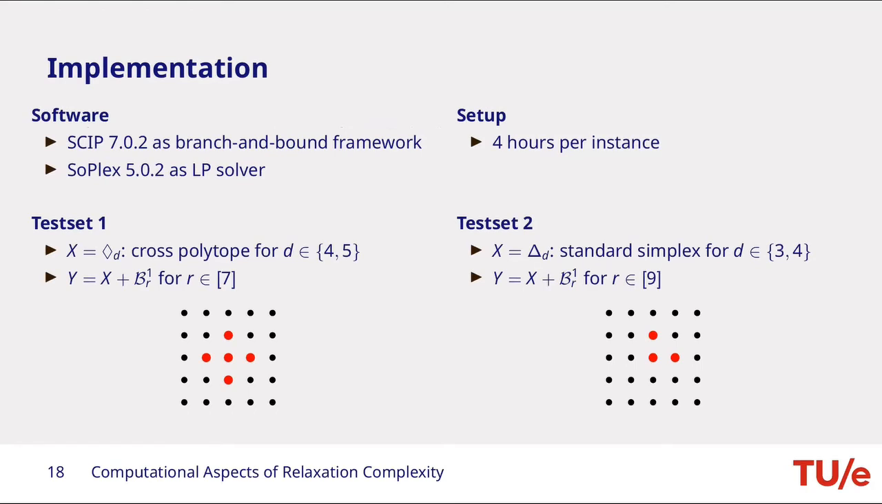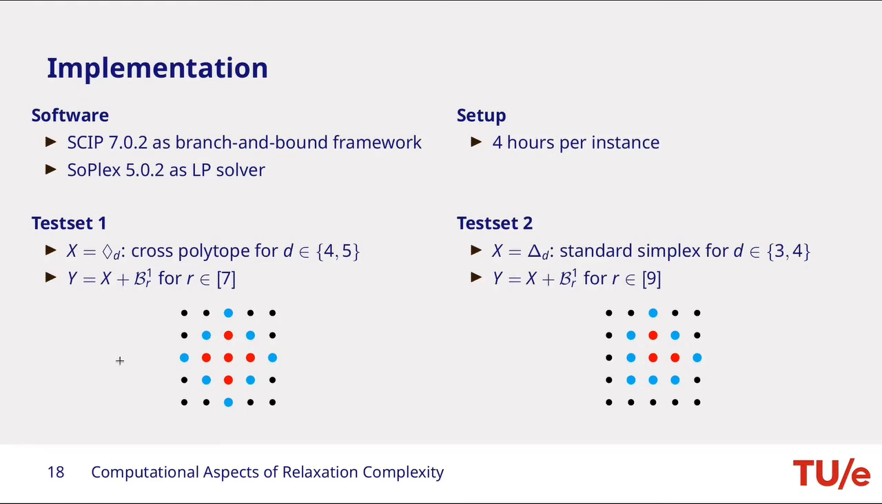We've considered two test sets. On the one hand, we've considered cross polytopes, and on the other hand, we have considered the standard Simplex. Remember, this is one of the polytopes that we also used in the open question by Kaibel and Weltge. And as our test set for the separation problem, we put layers of infeasible points around these polyhedra or these integer point sets at most of a certain L1 distance.